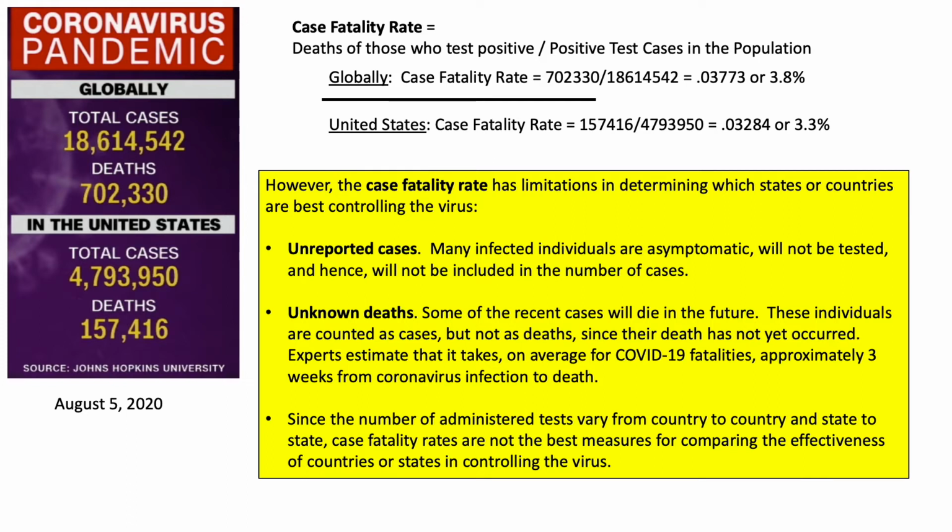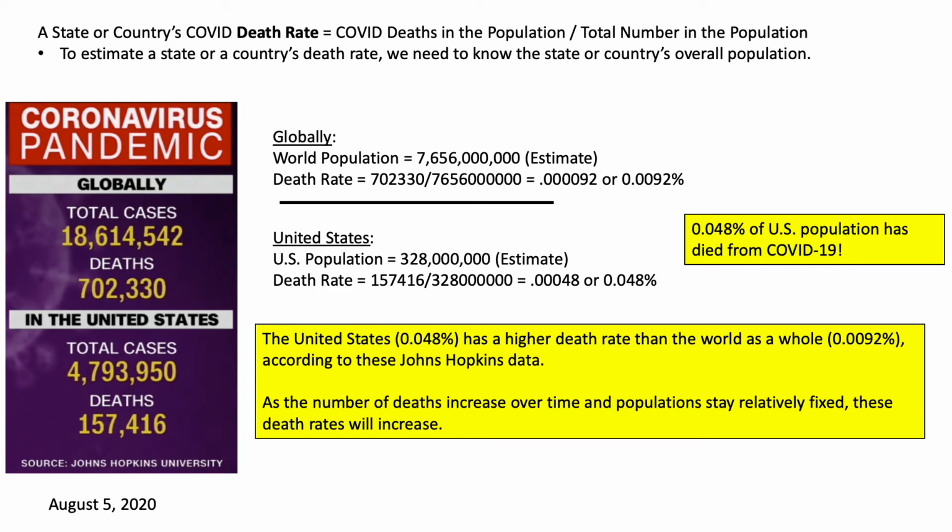The other limitation is that some of the individuals, a small percentage of the individuals who are tested and are found to be positive, will actually die. So when we do this ratio, the death number might be a little bit underestimated because some of the individuals among the cases may yet die. And since the number of tests administered in different countries, in different cities and states and counties and so on, vary from region to region, the case fatality rate is not the best rate to use to compare regions. Instead, we'll look at the population death rate.